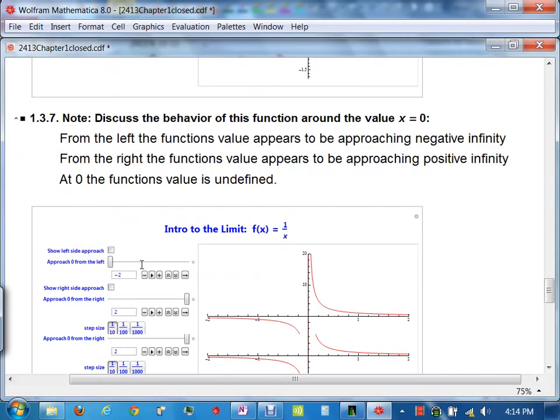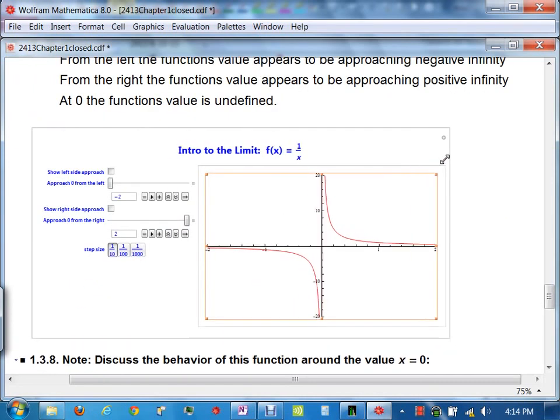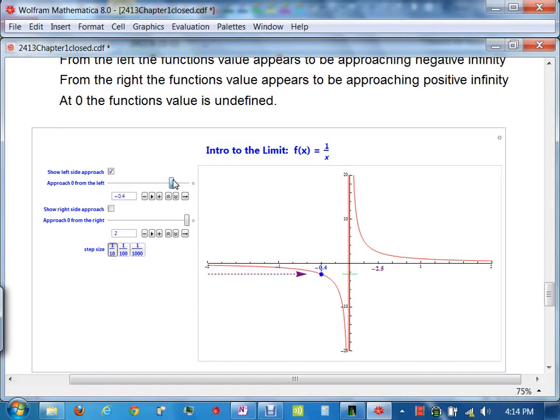Look at this one. What's happening around 0? Okay, we have an asymptote, but approach from the left. Where am I headed? I'm headed down to negative infinity. Here I go. I'm off. See you later. Right? It's taken off. It's going to go off my screen. And the closer I get to 0, the bigger negative I get.